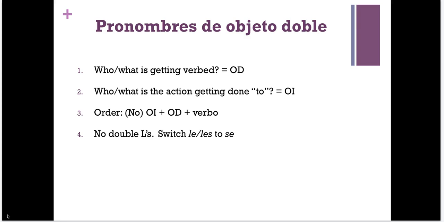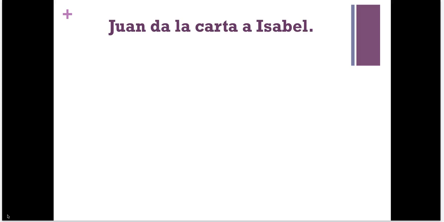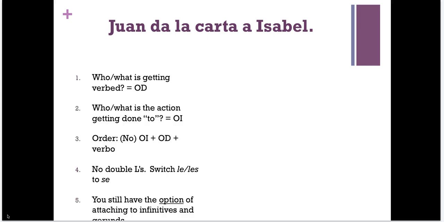We're not allowed to have double L's. So if there are double L's, and I'll show you an example of this in a minute, you'll switch le or les to se. And then finally, you still have the option of attaching these guys to infinitives and gerunds. And I'll give you an example of that too. So let's light right into the sentence, Juan da la carta a Isabel. And I'll put up here on the left side my live and die list for double object pronouns.